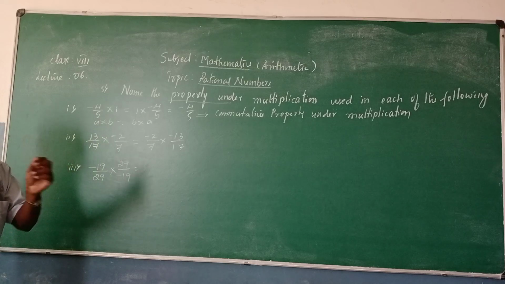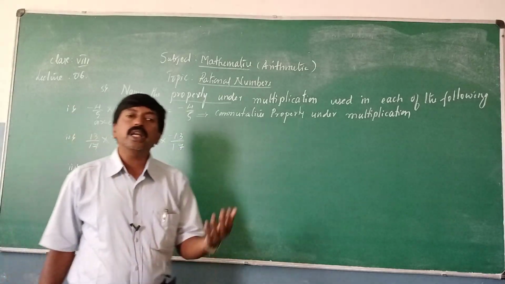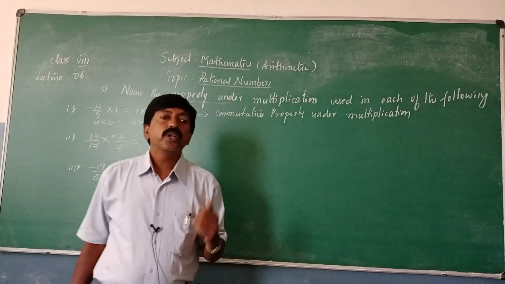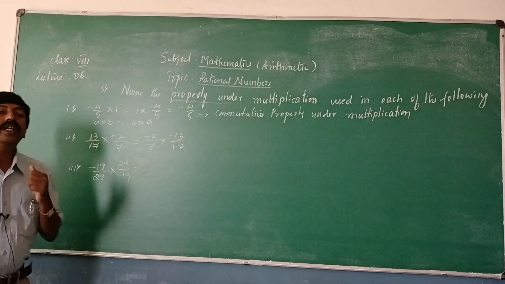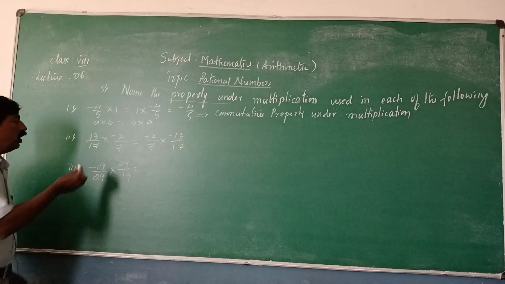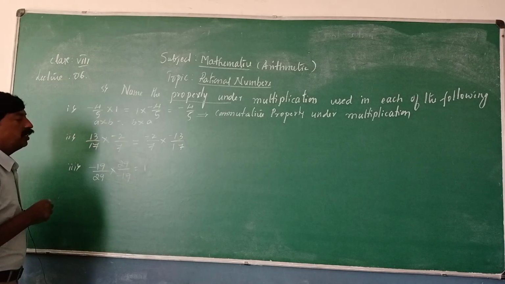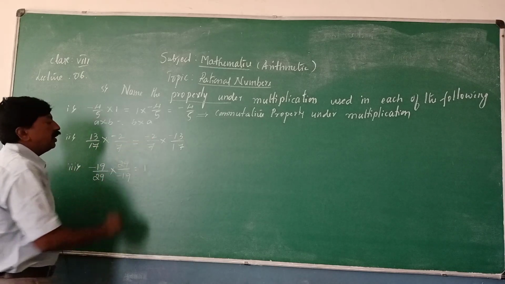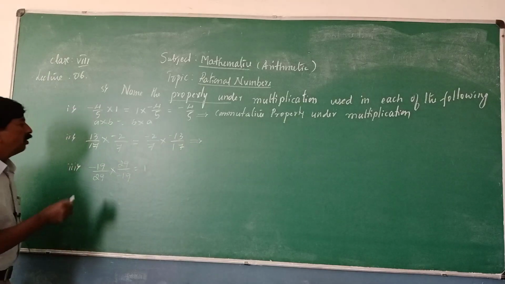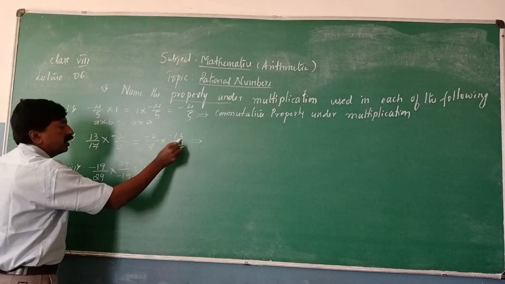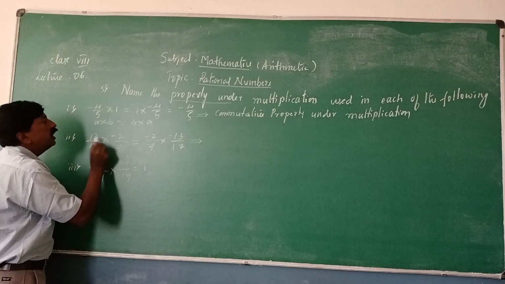What do you call this one? Commutative property. Like this, you can give an example for the commutative property under multiplication. Yes, 2 into 3 is equal to 3 into 2. Now, observe these two. 13 by 17 into minus 2 by 7 is equal to minus 2 by 7 into minus 13 by 17. Just these two are interchanged.